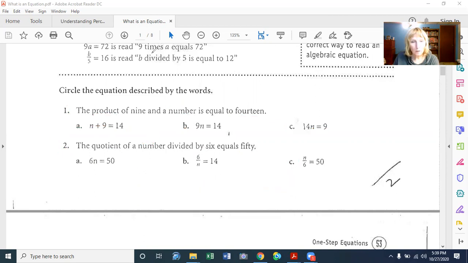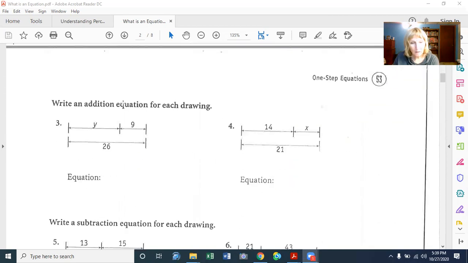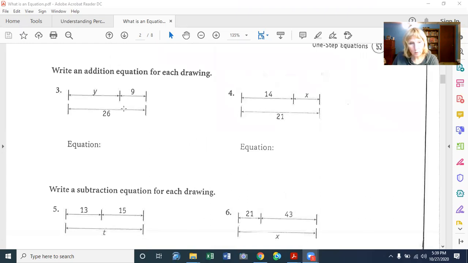Okay, we're going to clear. We're going to go on a little bit. Sometimes you can represent your equations with pictures. So we're going to write an addition equation for each drawing. So we have the total is 26. We have part of it being y and part of it being 9. So that would be y plus 9 equals the total of 26. Okay. All right, I'm going to clear that and move on.